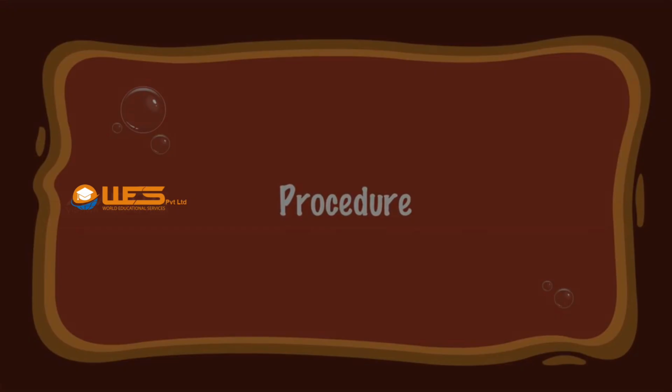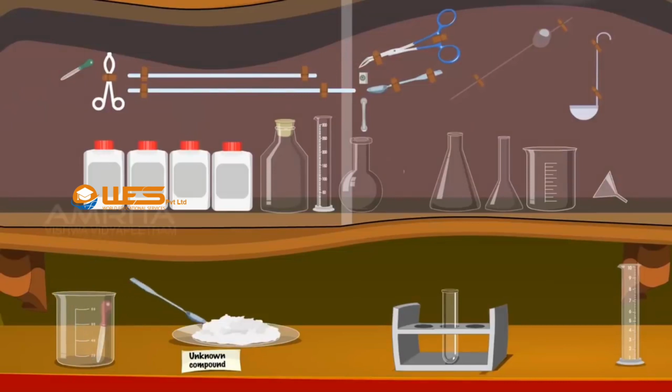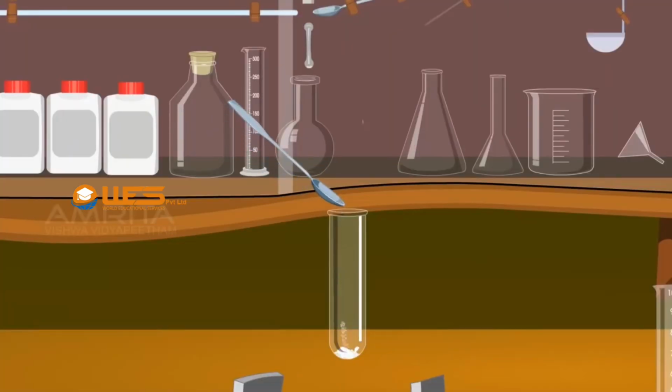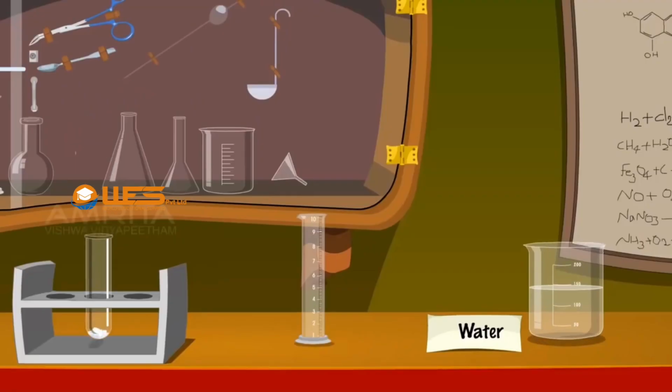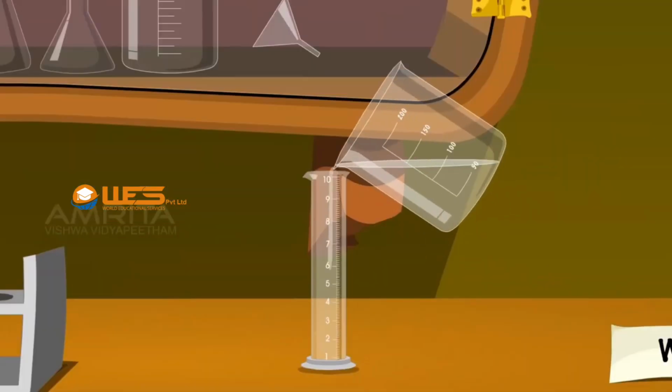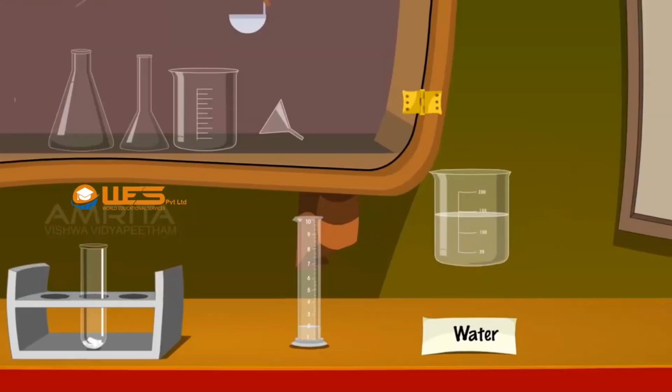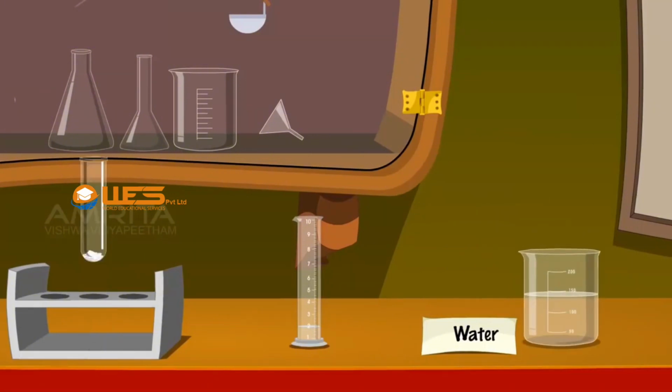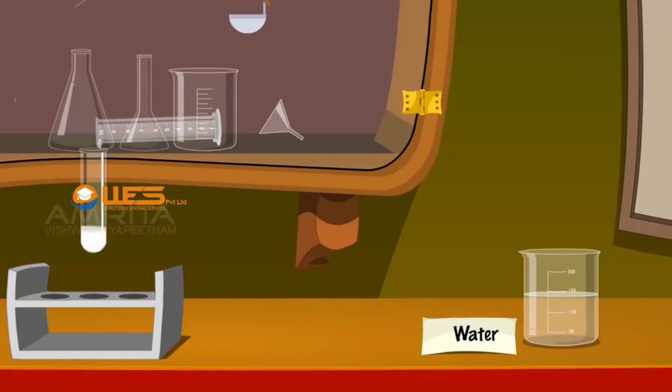Procedure. Take the unknown compound using a spatula. Add it into a test tube. Take 2 ml of distilled water in a measuring cylinder. Pour it into the test tube and shake it well.